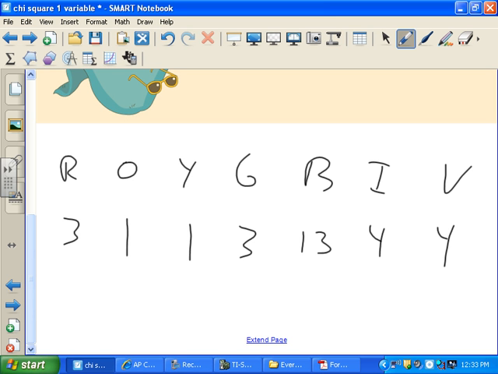Do we agree that this is obviously categorical data? It makes no sense for me to average these numbers together. If I put 3, 1, 1, 3, 13, 4, and 4 in list 1 and found the average of it, what would I have the average of? What would the number represent? Absolutely nothing. Do you agree with that? Well, the average amount of votes per color, I guess, could be something.